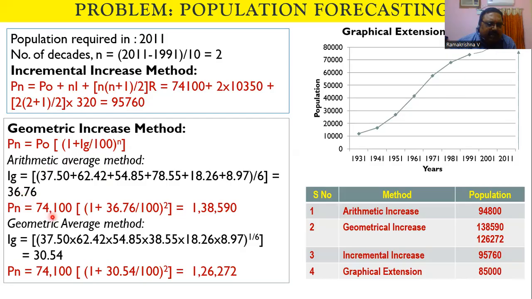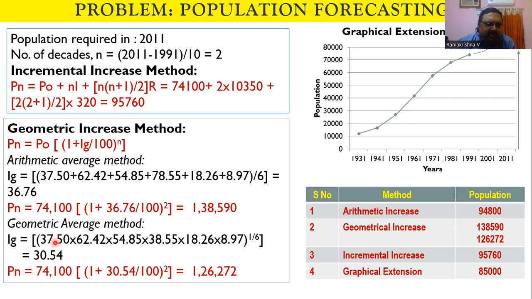Now substitute in the formula. Pn is equal to P0 into 1 plus Ig by 100, whole to the power of n. That is 74,100 into 1 plus 36.76 by 100, whole to the power of n. n is equal to 2 here. So it is 1,38,590.